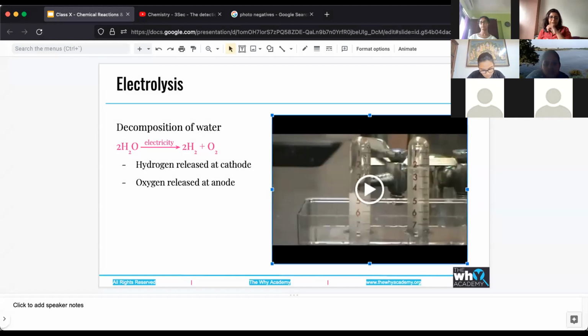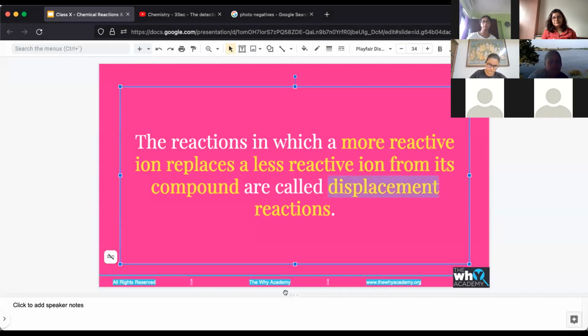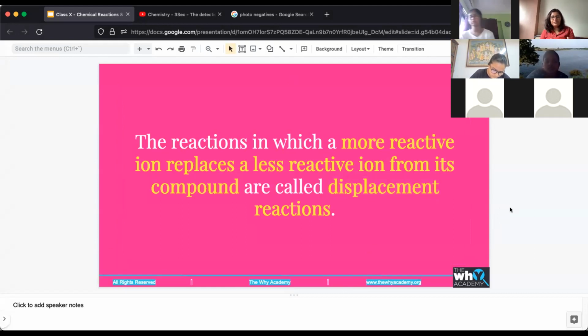Cool. This is electrolysis. Okay, the next type of reaction, displacement reaction. What is the meaning of displacement, this word? What do you understand by displacement? Movement. Taking someone's place. It displaces a substance. Displacing it, right? So the reaction is the same.